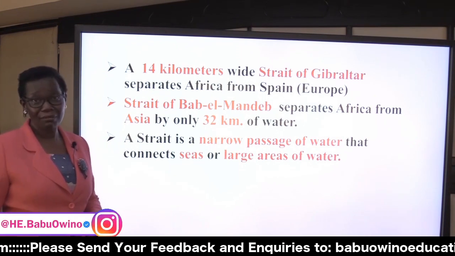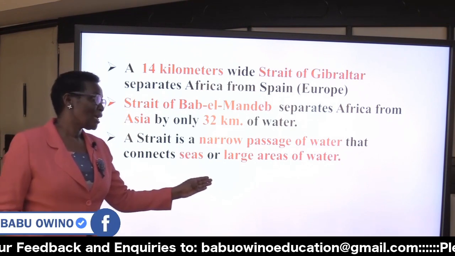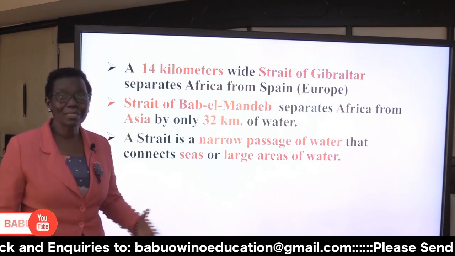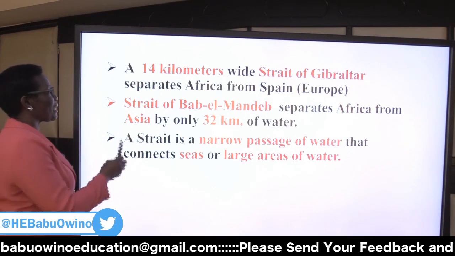You get that? What is a strait? It is a narrow passage, just a passage of water that connects the seas or large areas of water. I've not talked about rivers. I've not talked about lakes. I'm talking about the seas, and maybe the oceans, those are the large water bodies we talk about. So a strait is a narrow passage.